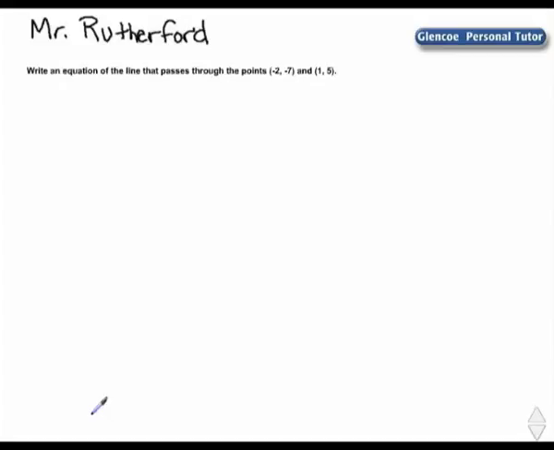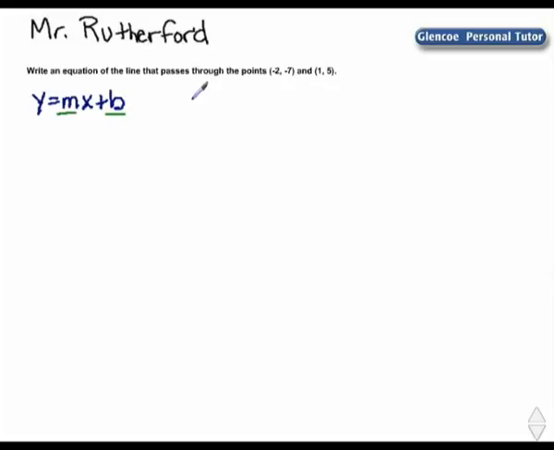In this problem, we will learn to write an equation given 2 points. Write an equation of the line that passes through the points (-2, -7) and (1, 5). We're going to write this equation in slope-intercept form, which is y = mx + b. But in order to write this equation, we need to find two things. We need to find first the slope, then we need to find the y-intercept, which is b.